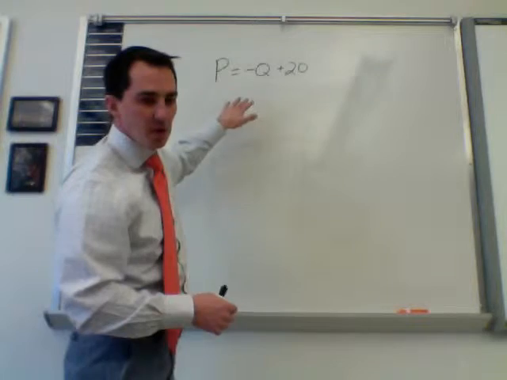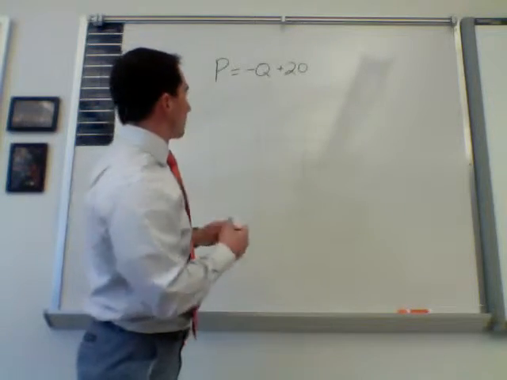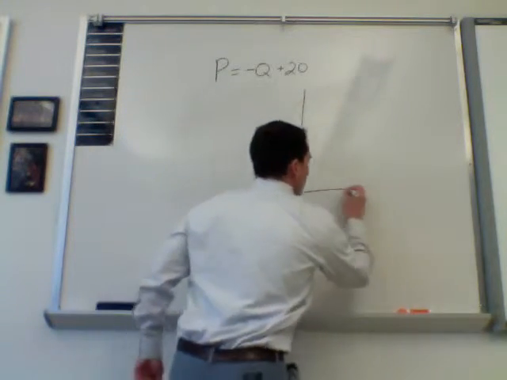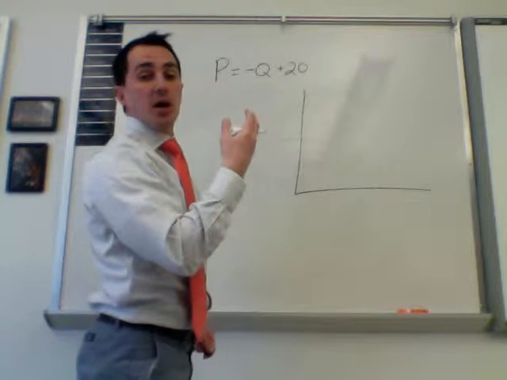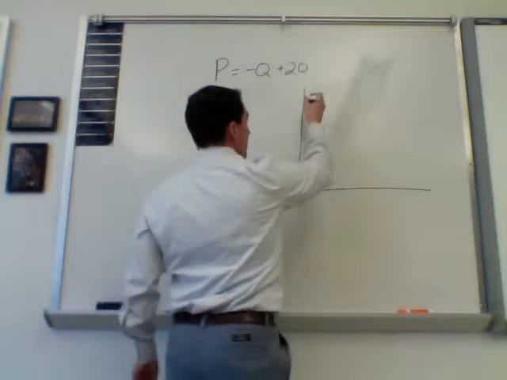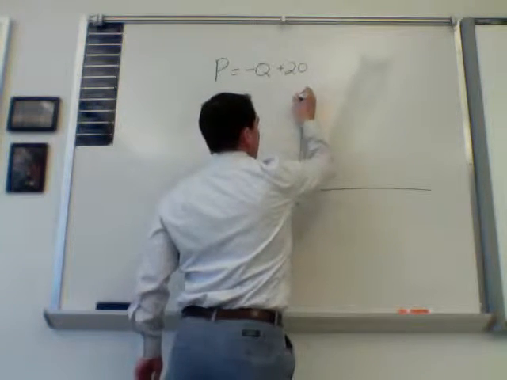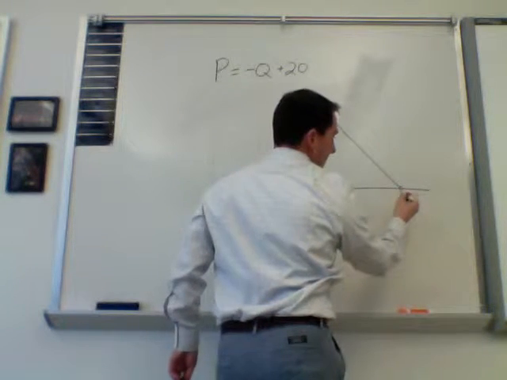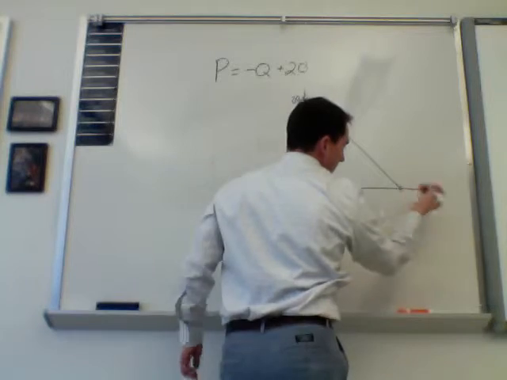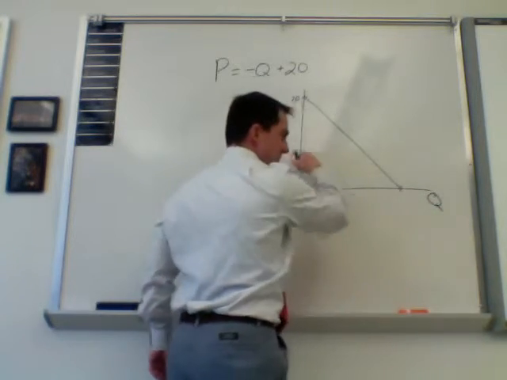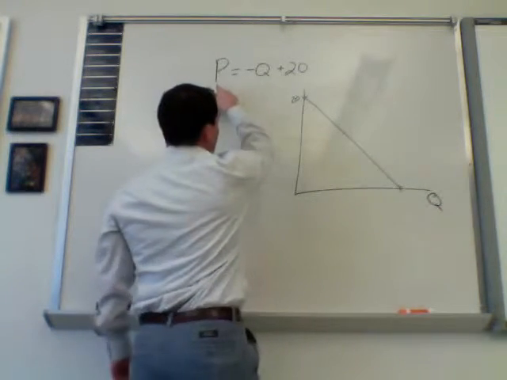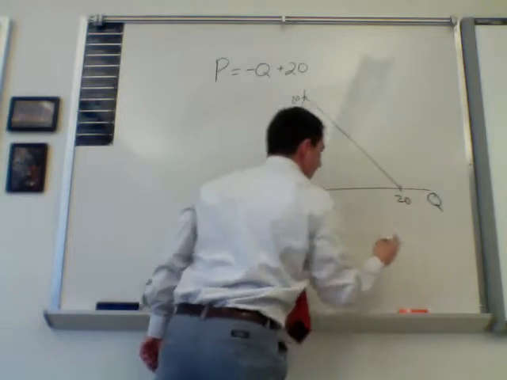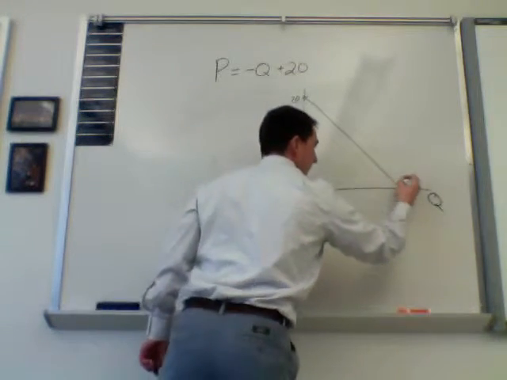Or sorry, it's a very simple demand curve, and I'm going to draw it here. Here's the intercept, 20, and it's linear and it goes down. And here's the quantity intercept. So if the price was free, if that was 0, we can solve for that. Okay, that's 20. And there's the demand curve.